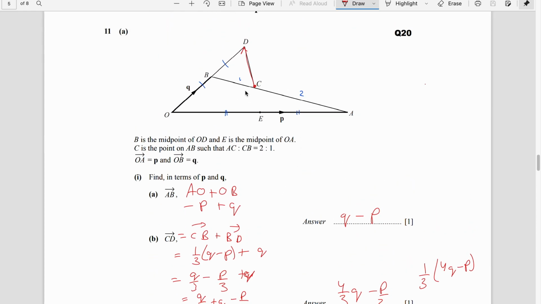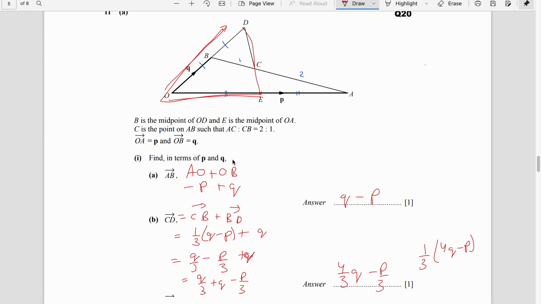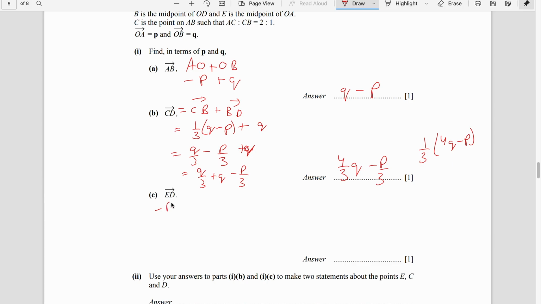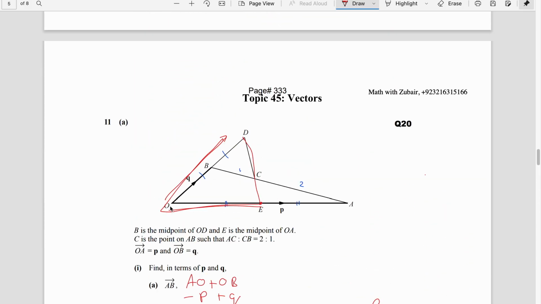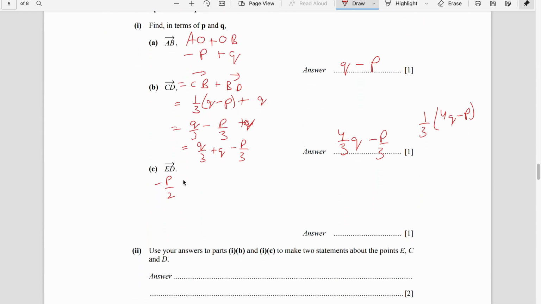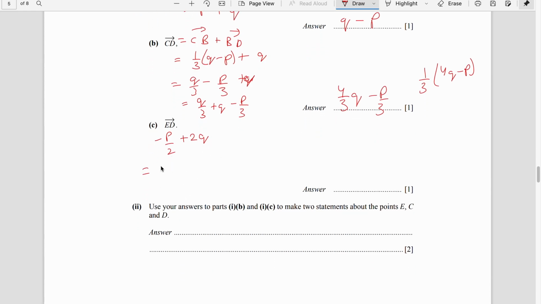ED. Okay, for ED, we start at this point and we end at the top. Now ED is EO plus OD. EO is half of P, so negative P by 2 because it is coming in the reverse direction, and OD is 2Q. So plus 2Q. So if I take out 2 as common or 1/2 as common, I'm left with negative P plus 4Q. So half of 4Q minus P.